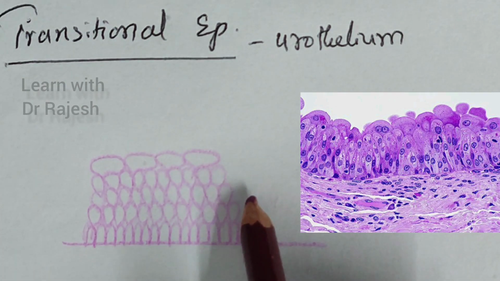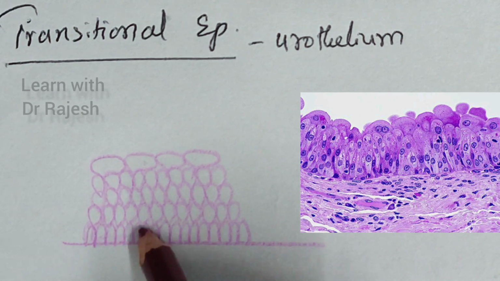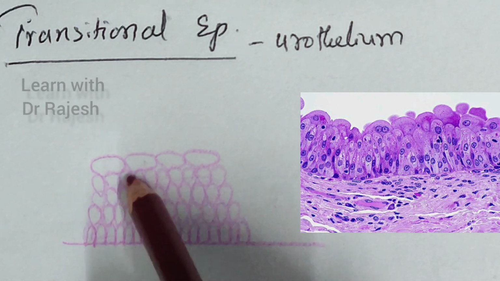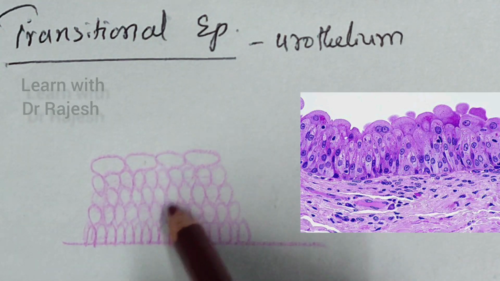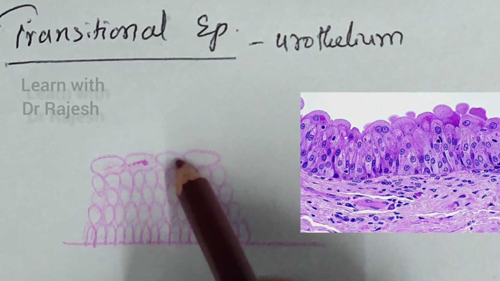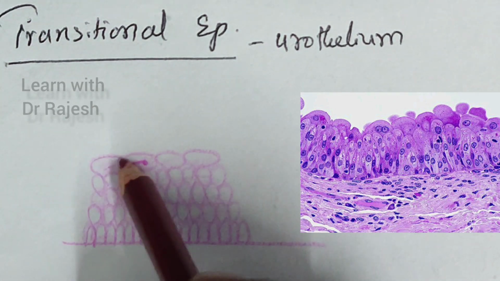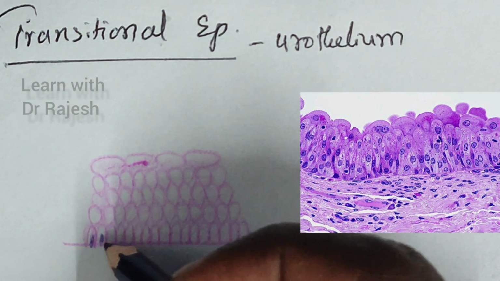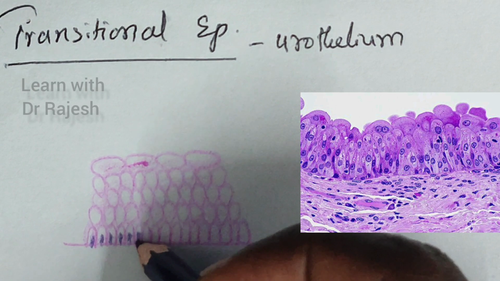Now, how to draw the nucleus? Already you know how to draw the nucleus for the columnar cells. It will be an elongated, basally placed nucleus. So first let us shade the cytoplasm. Now we have shaded the cytoplasm. After shading the cytoplasm, let's draw the nucleus. An elongated basally placed nucleus for the columnar cells.